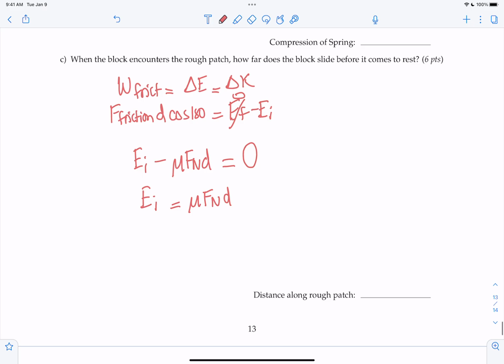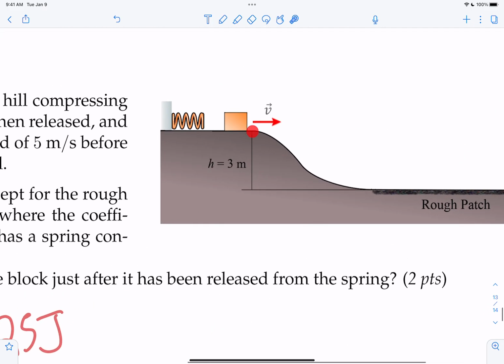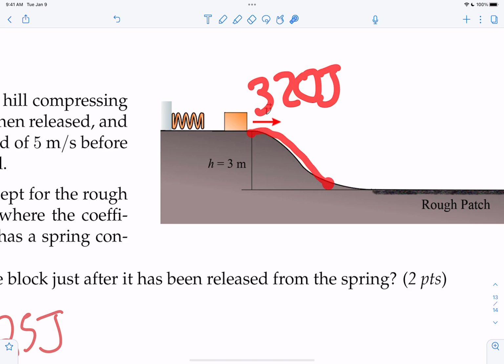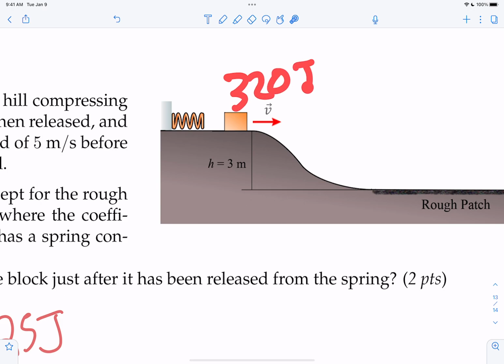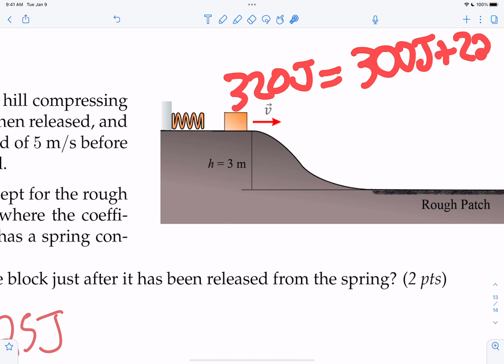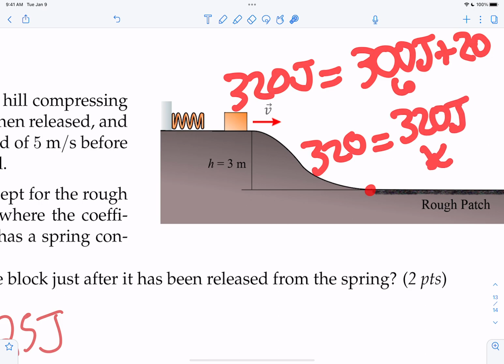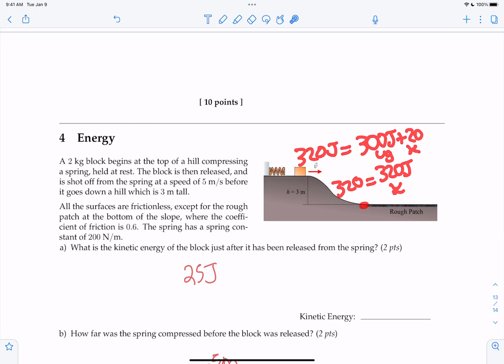So our initial energy at the top of the hill should equal our final energy at the bottom of the hill. Remember what I was talking about? If you start off with 320 joules here, you end up with 320 joules there. It's just in different forms. If this was 320 joules, where you had 300 joules of gravitational and 20 of kinetic, then here at the bottom, 320 joules is just 320 joules of kinetic, because at the bottom you no longer have any height.